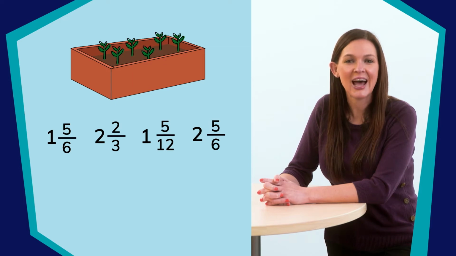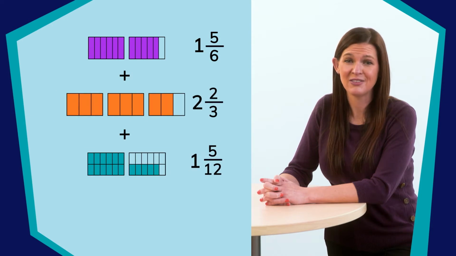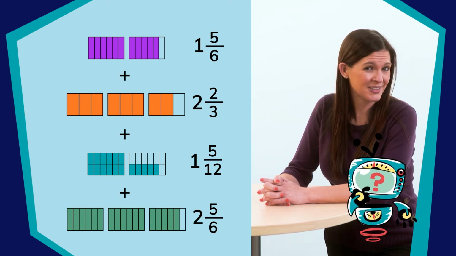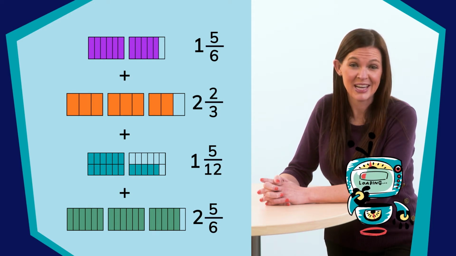Great idea. Let's add them all together. So 1 5/6 plus 2 2/3 plus 1 5/12 plus 2 5/6. Uh-oh. Does anyone see the problem here? Exactly. These denominators are not the same.